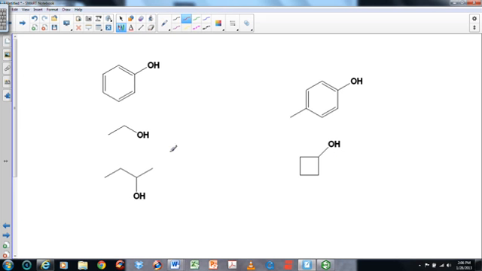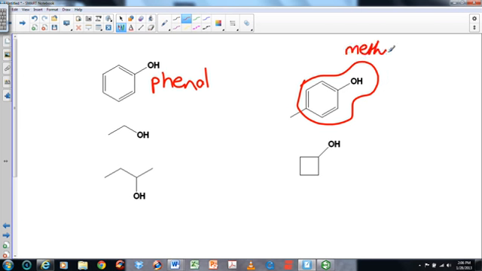As far as naming alcohols like these guys, we name them with a small variant on the alkane naming system rules that we've seen before. Naming phenols is actually much more simple. We just name them as a derivative of phenol. So we don't need to worry about this guy because it's just phenol. When we talk about naming this guy though, this part of the structure tells us it's phenol, and then we have a methyl group. So we have methylphenol.